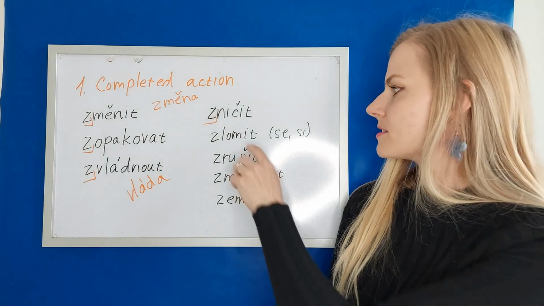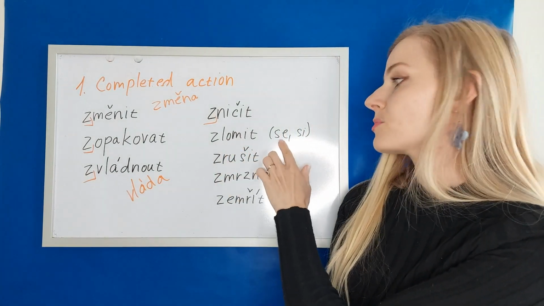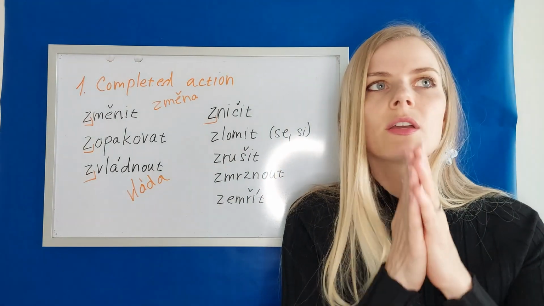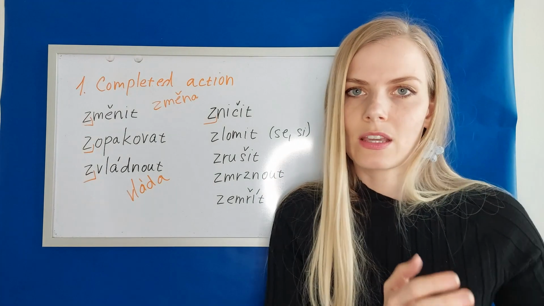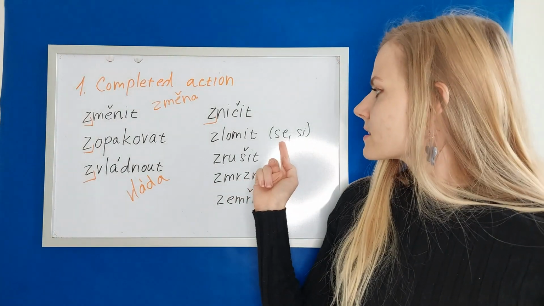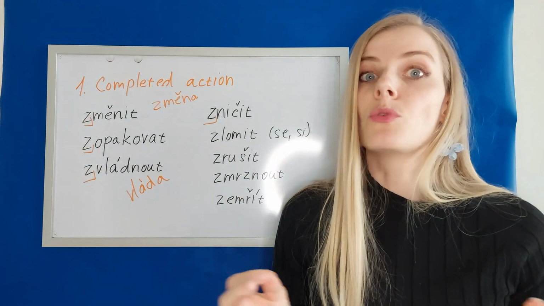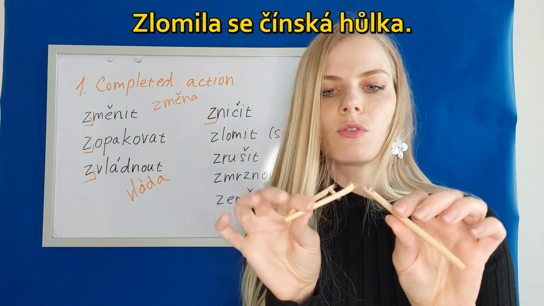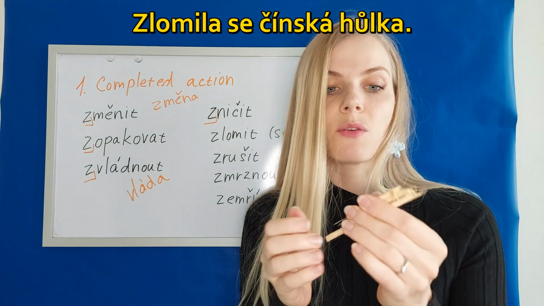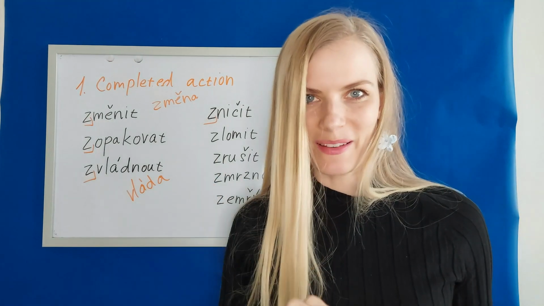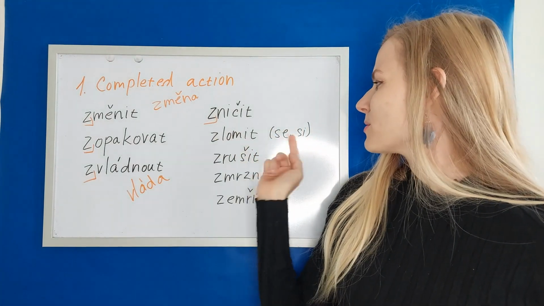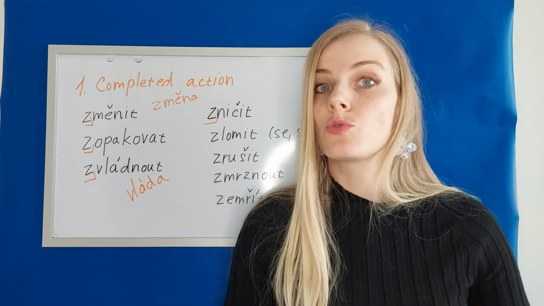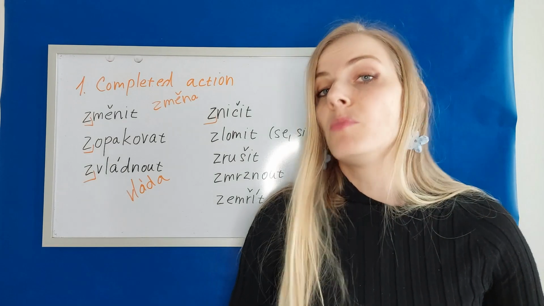Also be aware that this verb often goes together with the reflexive pronoun se or si. So zlomit plus an object is that you break something, and se would be that something broke itself. So I would say zlomila se čínská hůlka. It broke. It was not me. To jsem já nebyla.